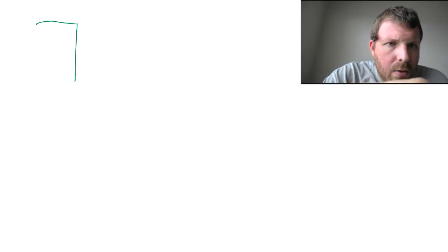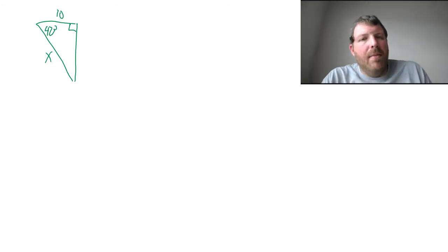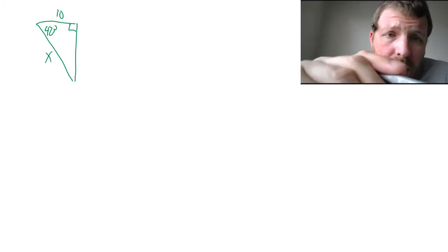I got a right triangle where I have 10, 42 degrees, and x. So that's 42 degrees. Man, my handwriting's awful. I'm sorry, guys. So here's what we got.